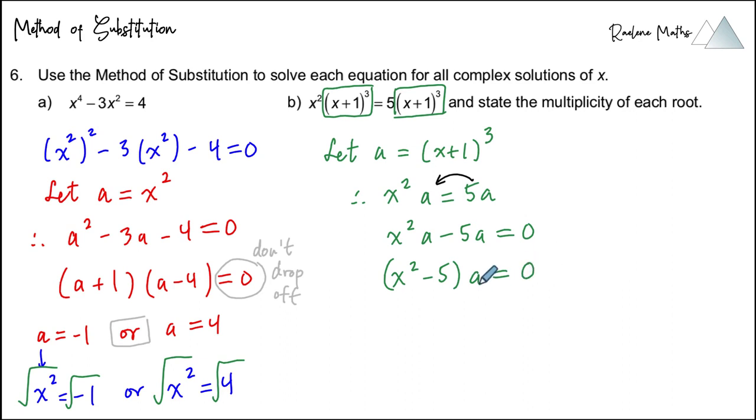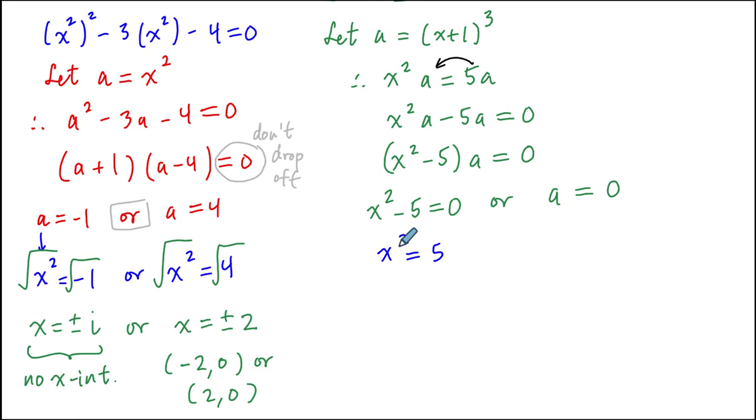Now at this point we can replace a again with (x plus 1) cubed, or we could apply the zero product property that says x squared minus 5 is equal to 0, or a is equal to 0. Once a is isolated, this is when we can back substitute. So solving this next equation, x squared will be equal to 5, and we could solve this by factoring or by directly taking the square root of both sides.